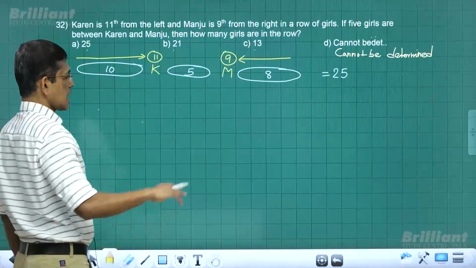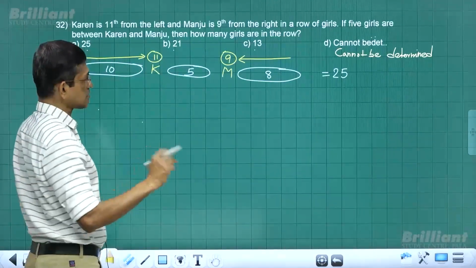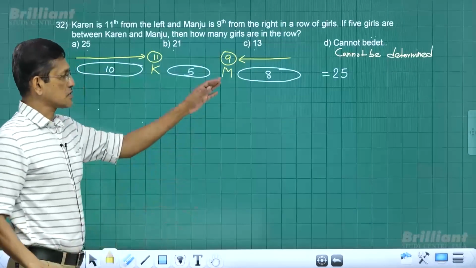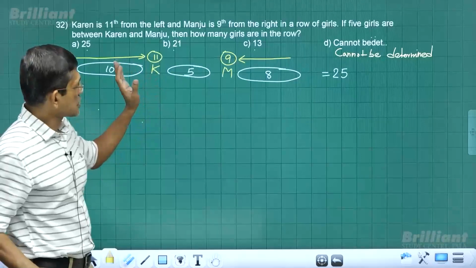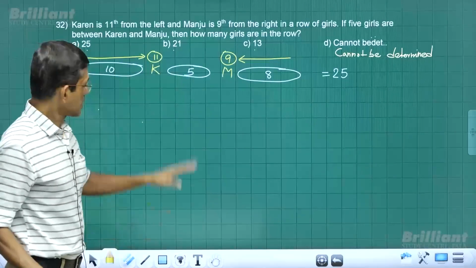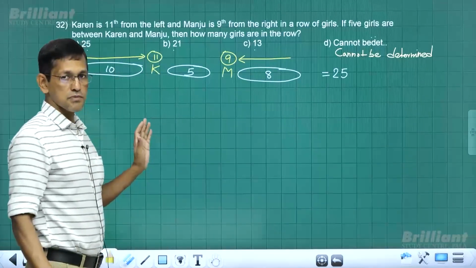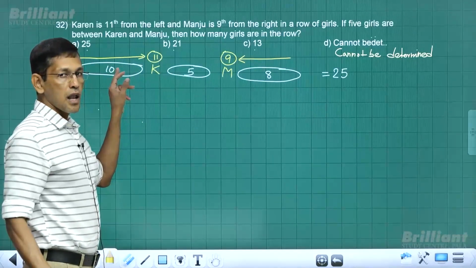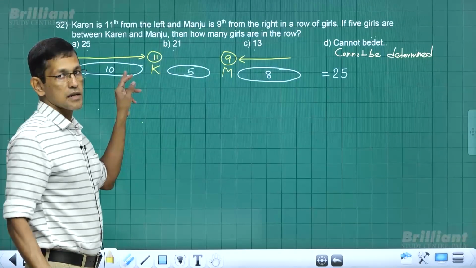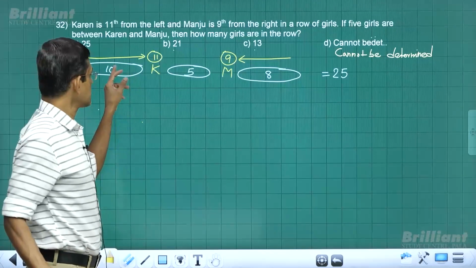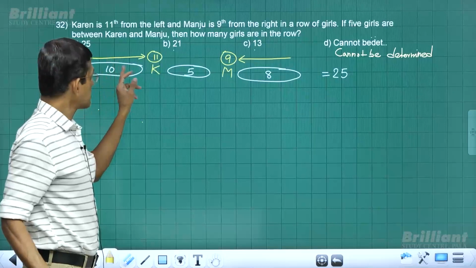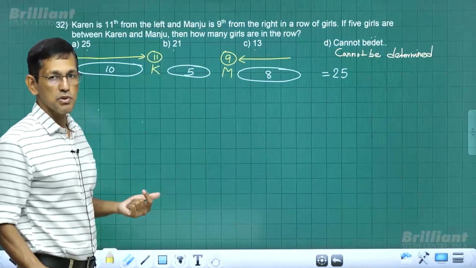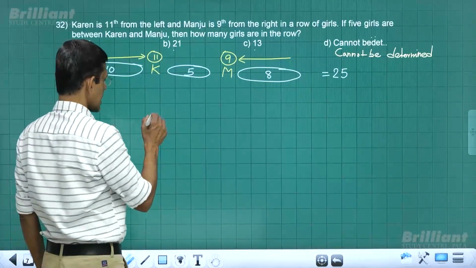Now, you know what? We have to keep all the conditions given at the same time. Among the conditions, it doesn't say that Karen is to the left of Manchu or that Manchu is to the right of Karen. Karen must be 11th from the left. That's okay. However, Manchu can be to the left of Karen. Is that possible? Manchu can be somewhere here, left of Karen, and between Karen and Manchu, there are 5 persons. Have you ever thought about such a possibility? So let's look at that.